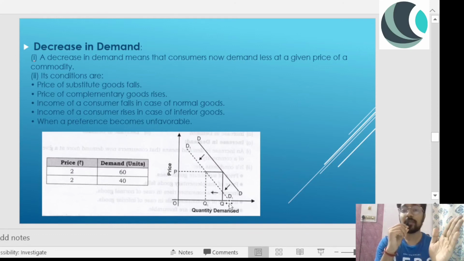So we represent a decrease in demand through a leftward shift, and we represent an increase in demand with a rightward shift in the demand curve. Leftward shift and rightward shift show a decrease in demand and an increase in demand respectively. So this is all about the demand curve. I hope everyone who is watching the video is pretty much clear with the explanation till now.